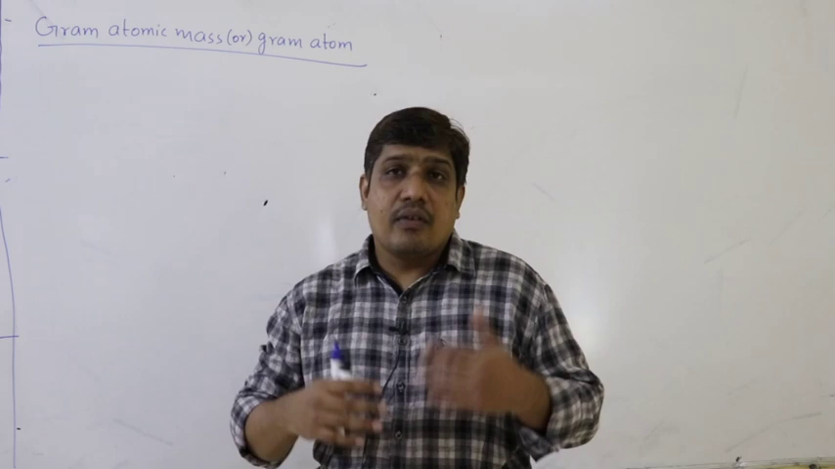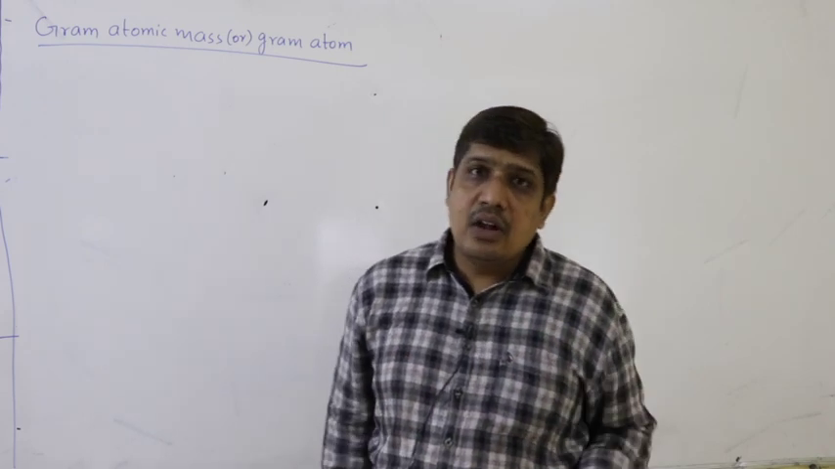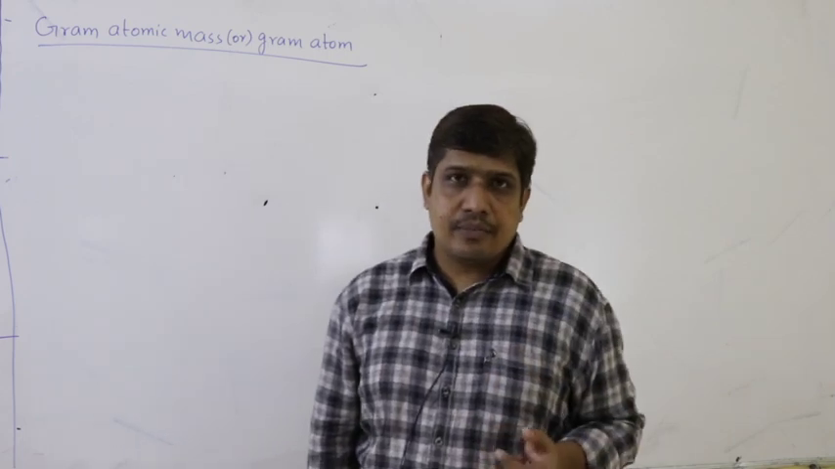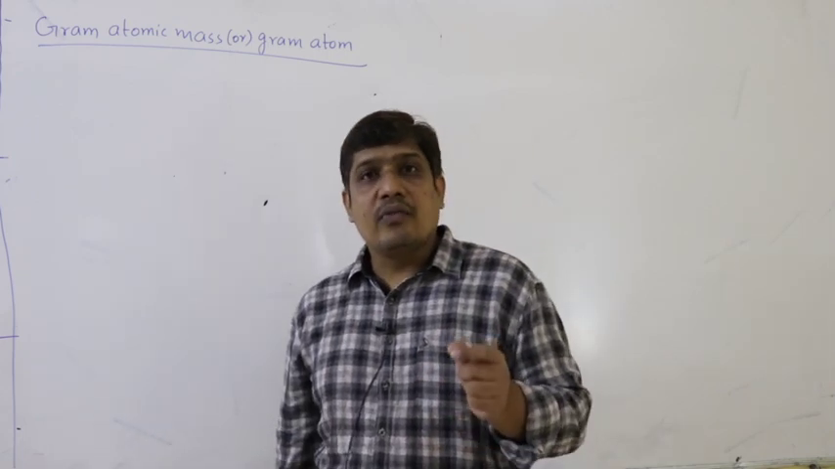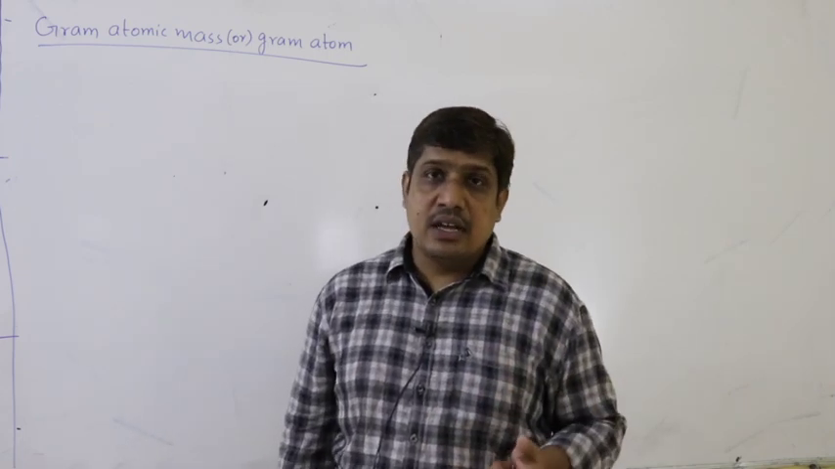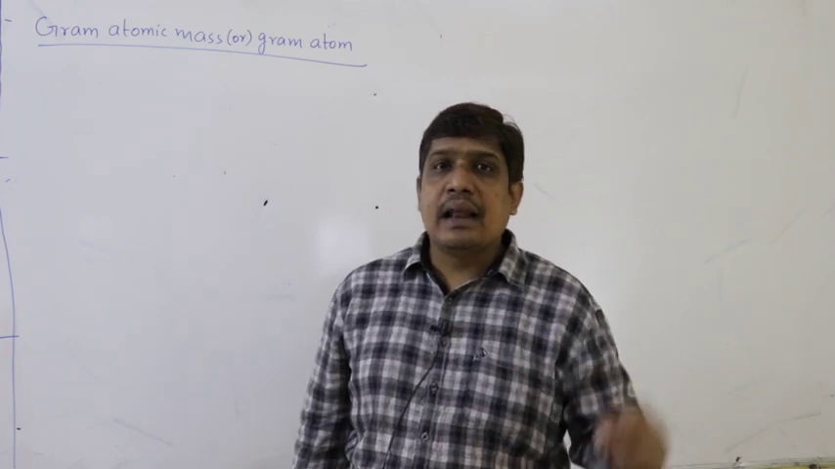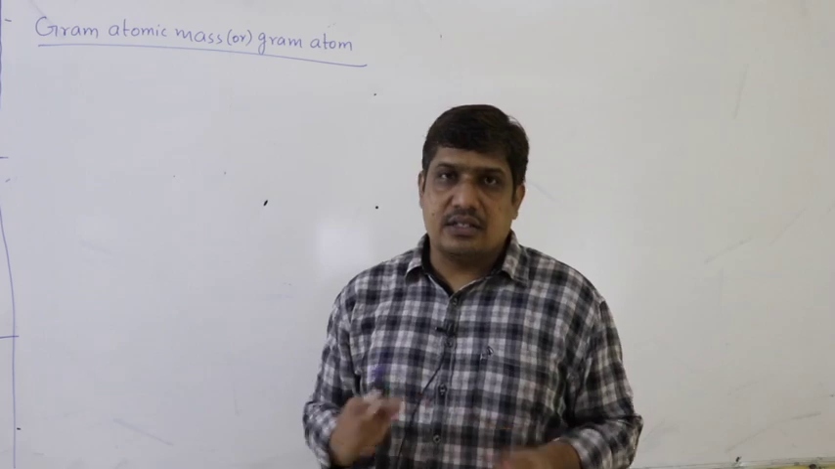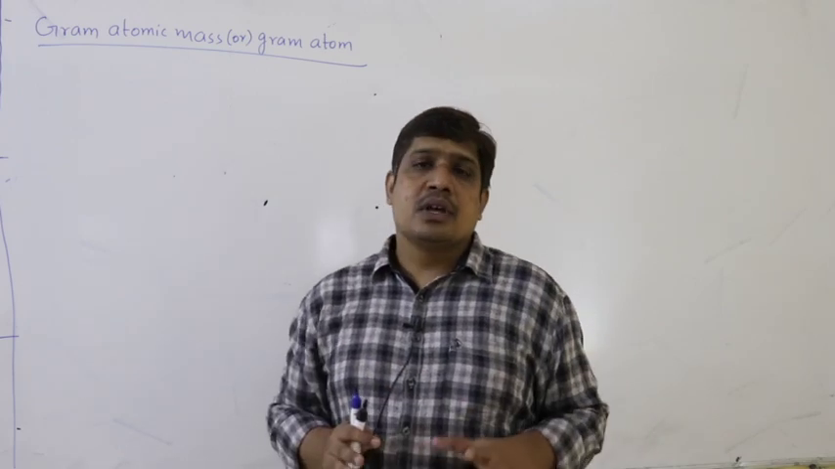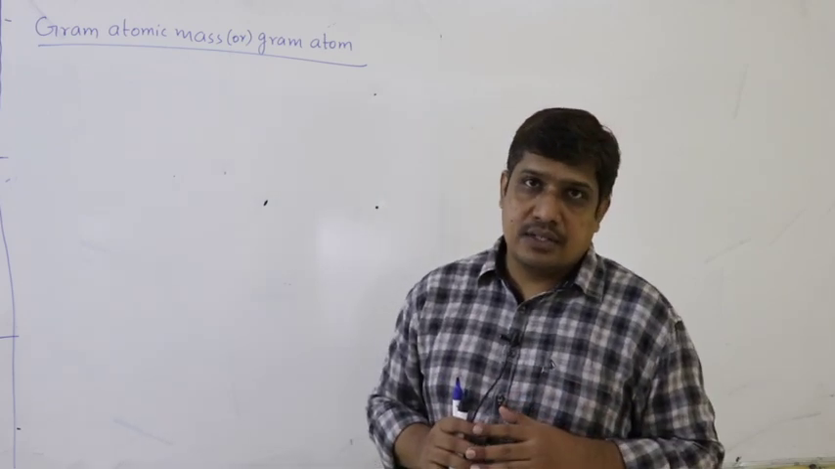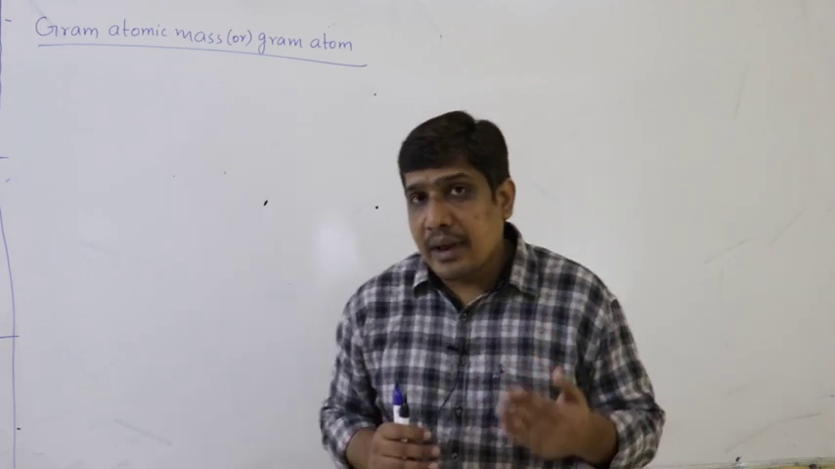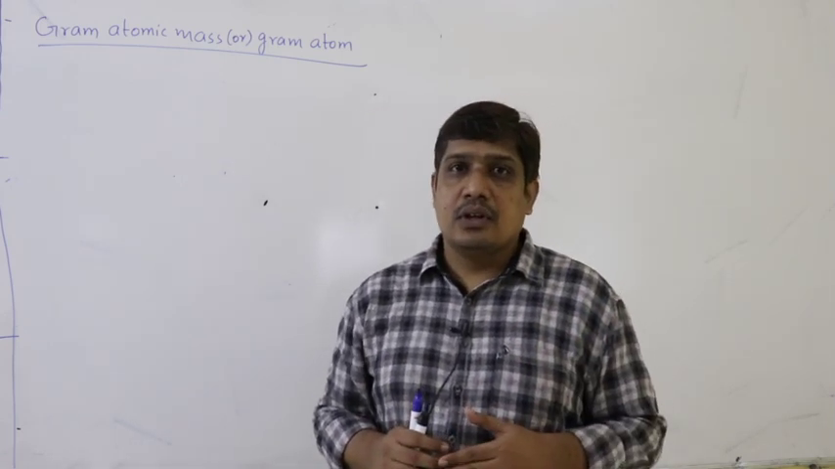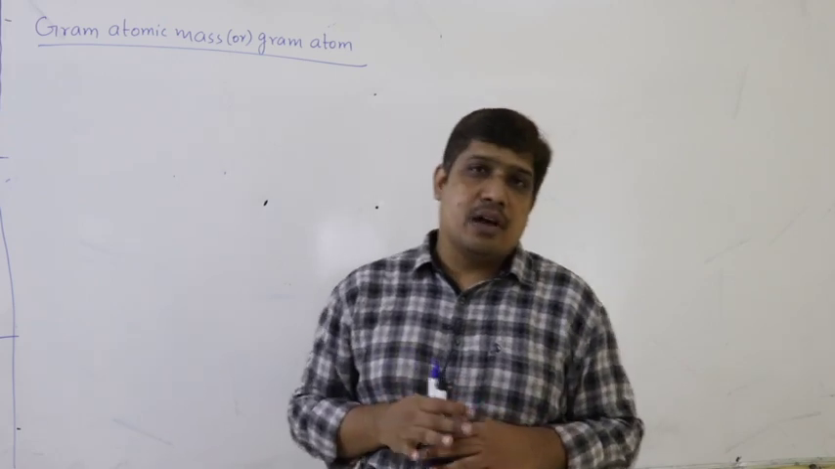When the numerical value of atomic mass of an element is expressed in grams, you will add just grams to atomic mass, that is it. The value becomes gram atomic mass. Once again, when the numerical value of atomic mass is expressed in grams, then the value becomes gram atomic mass.